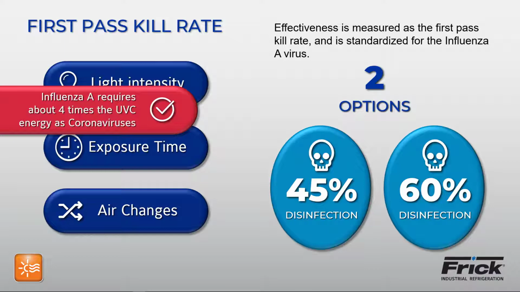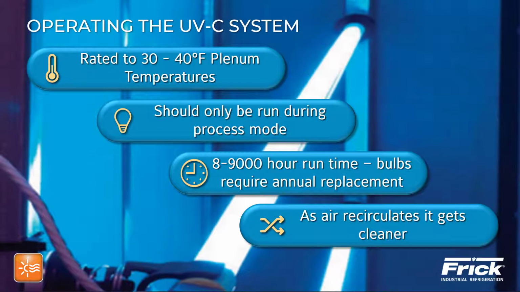Next, we look at some operational parameters that users should be aware of. In terms of operation, the UVC bulbs are rated down to 30 degrees Fahrenheit, which means our plenum temperatures would typically not be a problem. UVC should only operate during the process mode, and the bulbs will require annual replacement, approximately every 8,000 to 9,000 hours. And as we stated before, the more the air circulates, the cleaner it gets.